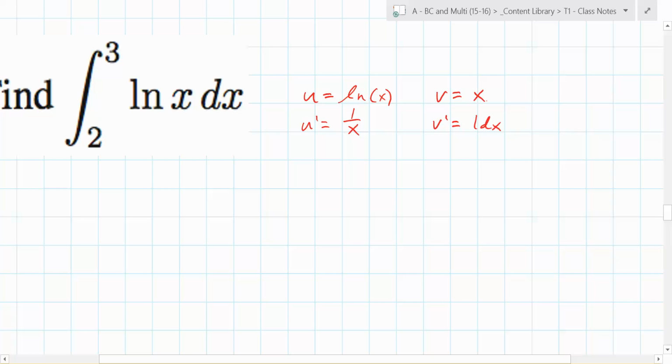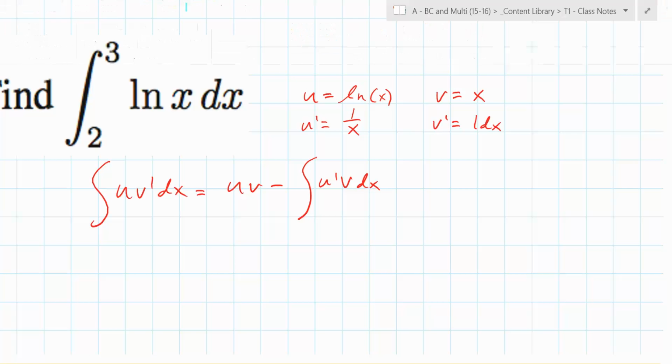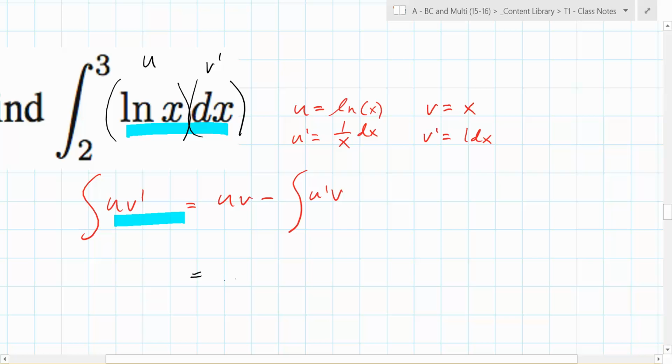x. Exactly. We know that the integral of u v prime dx is going to be equal to what? uv minus what? The integral of what? u prime v dx. So this right here, the first part, has to correlate to this. So now, what's u times v going to be? It's going to be ln of x times what? Times x minus the integral of what? u prime v. So it's 1 over x times what?